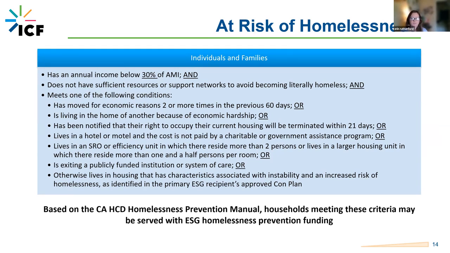So that would include that the participant has moved for economic reasons two or more times in the previous 60 days. That could be staying at someone's house, not able to give them any money to be staying there, and you're kind of jumping from place to place. They could be living in the home of someone else because of economic hardship. So just another example, you lose your job, you move in with a friend, you're staying on their couch because you've had that hardship. It could also be that the person has been notified that their right to occupy their current housing will be terminated within 21 days. And going back to what Gordon had mentioned about the difference between an actual eviction or termination notice versus a pay or quit. So this is talking about that their right to occupy their housing is going to be ending within 21 days. Also could be that they live in a hotel or motel and the cost is not paid for by a charitable or government assistance program.